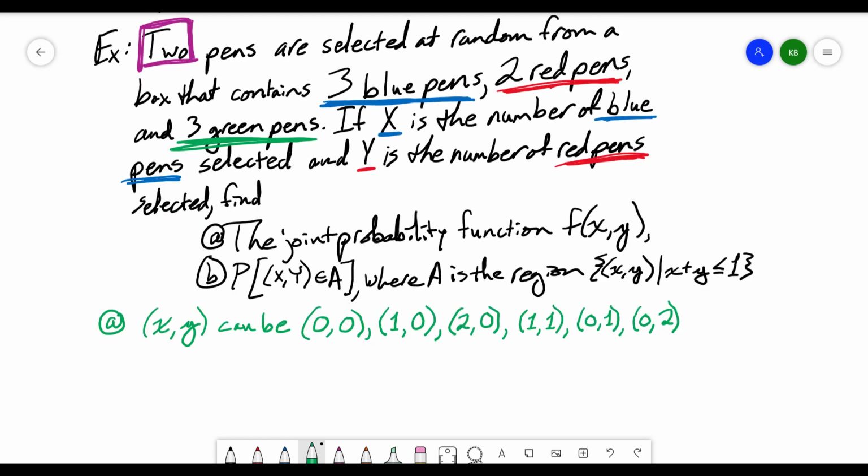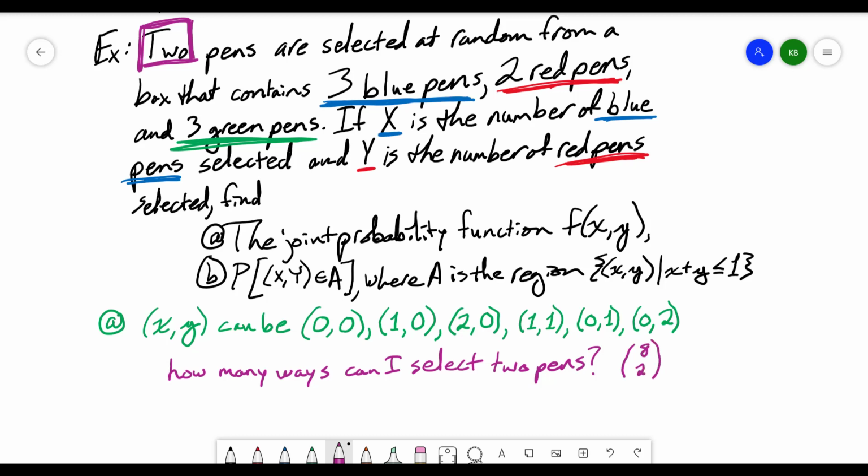Now, for each of these points, I need to find the probability that I select pens in that way. The first thing I need to find out is how many ways I can select 2 pens if I don't care about what color they are. There are 8 pens to choose from, and I'm going to choose 2 of them. If I do 8 choose 2, then I come up with 28 possible ways to choose pens. This is going to serve as the denominator for my probabilities.